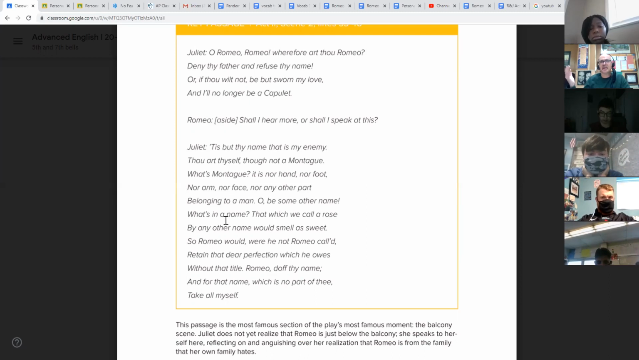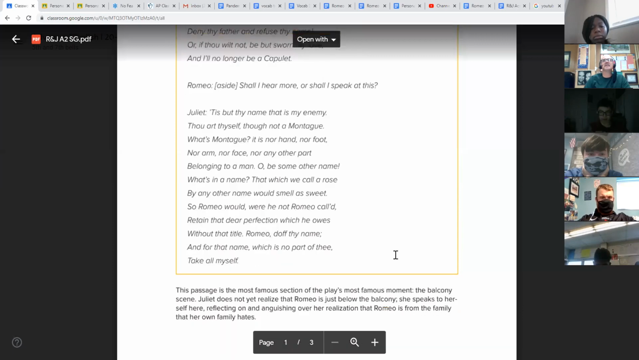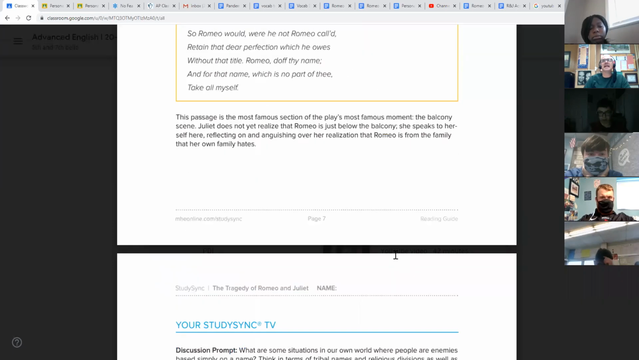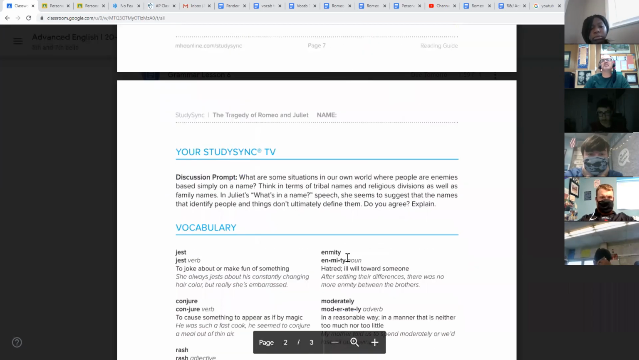What's in a name? What's in a name anyway? That which we call a rose by any other name smells sweet. So Romeo, if he weren't called Romeo, would still retain that dear perfection that he owes without that title. Romeo doff, which means shed off. Shed your name. And for that name, which is no part of thee, take all myself. So she wishes that he could get rid of that name, right? And we can't really get rid of it. I mean, we can sort of change our names if we really want to.